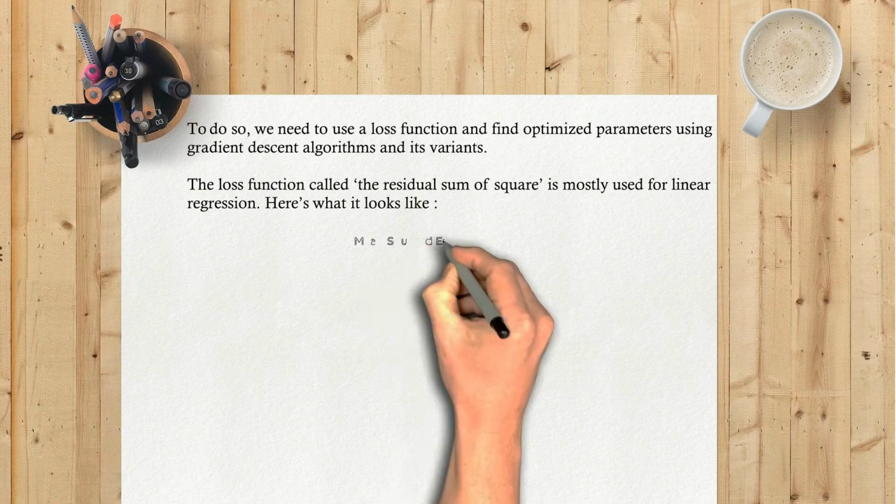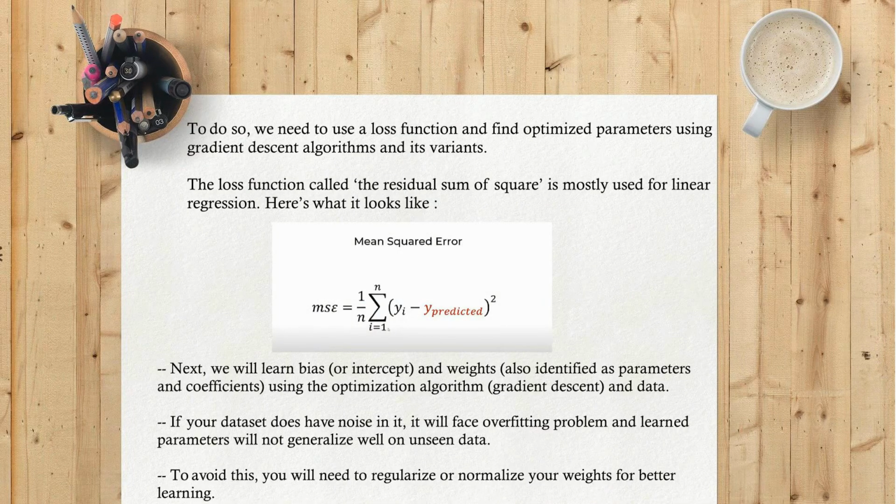To do so, we need to use a loss function, and find optimized parameters using gradient descent algorithms and its variants. The loss function called the residual sum of squares is mostly used for linear regression. Here's what it looks like. Next, we will learn bias, or intercept, and weights, also identified as parameters and coefficients, using the optimization algorithm, gradient descent, and data. If your dataset does have noise in it, it will face the overfitting problem, and learned parameters will not generalize well on unseen data. To avoid this, you will need to regularize, or normalize, your weights for better learning.